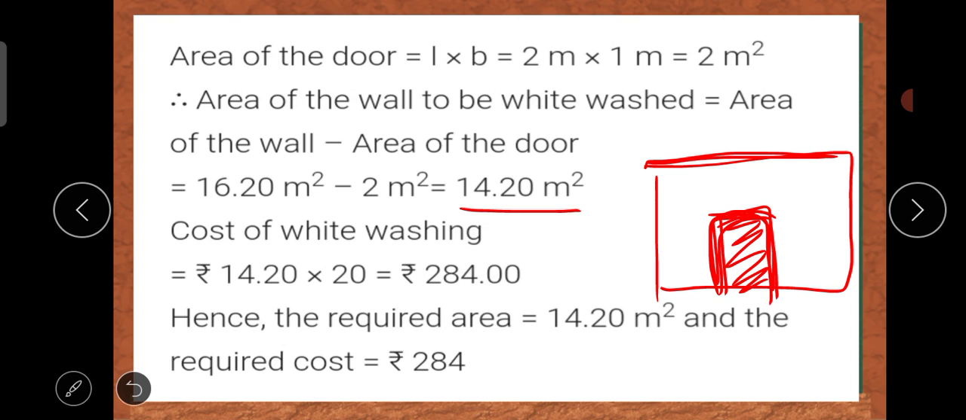The cost of whitewash is already given, per meter square 20 rupees. So 14.20 is multiplied by 20, we will get 284 rupees. So the area to be whitewashed is 14.20 meter square, and the cost required to do that is rupees 284.